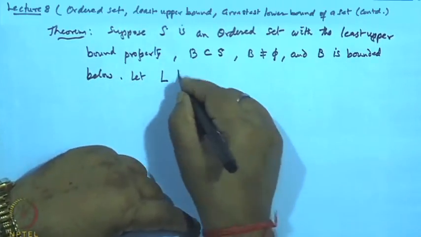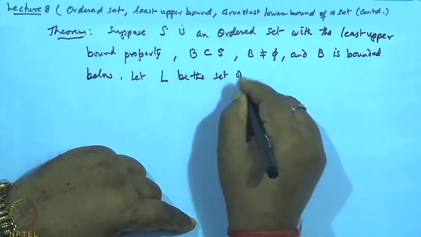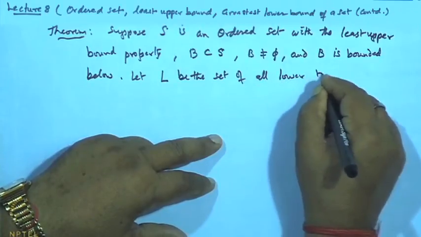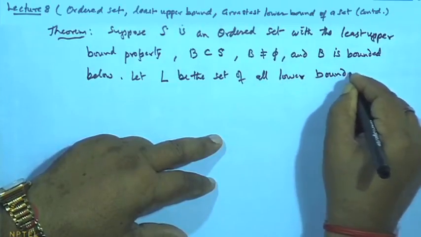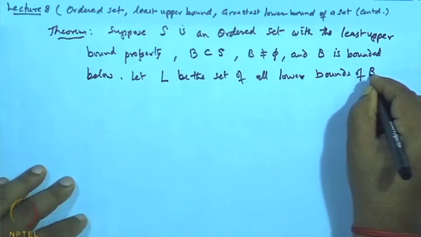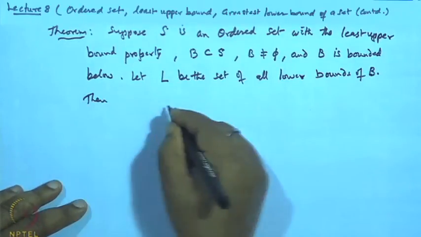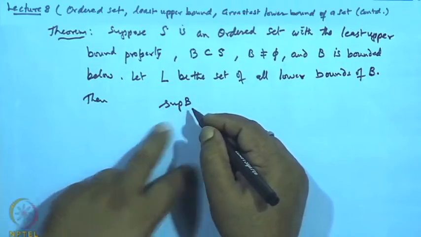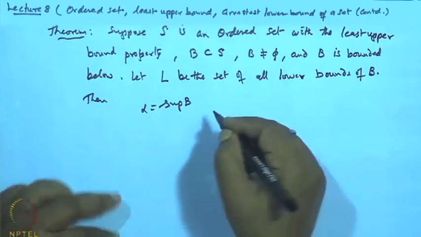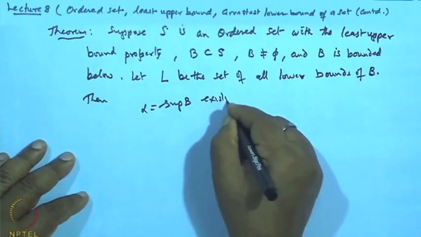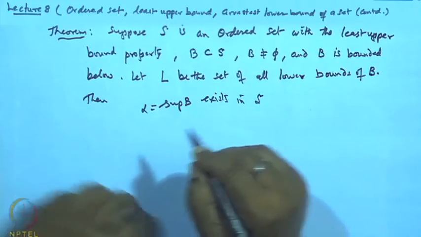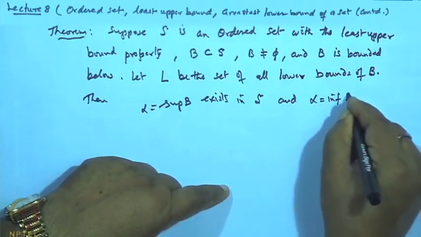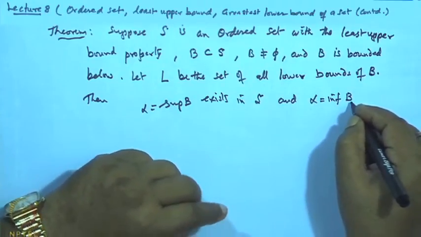be the set of all lower bounds of B, then the supremum of B, that is the least upper bound of B, that is alpha, will exist in S, and this alpha will be the infimum of B, that is it will be the greatest lower bound for B.